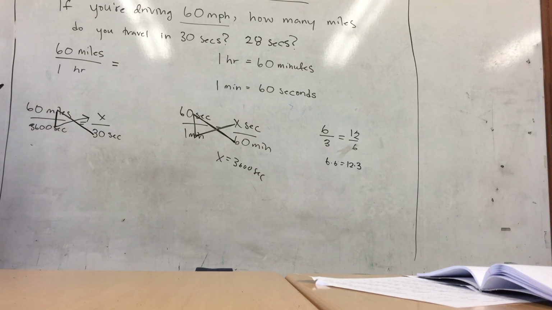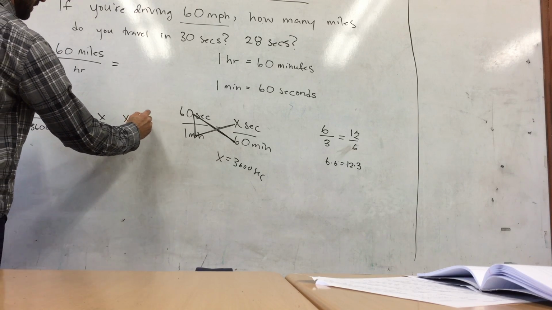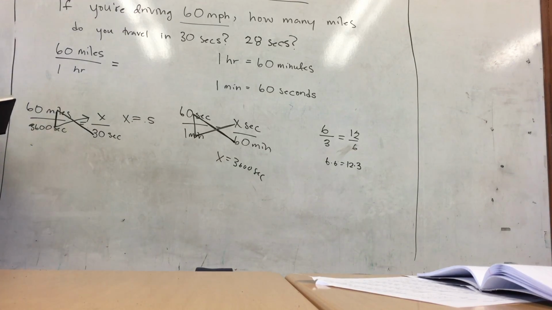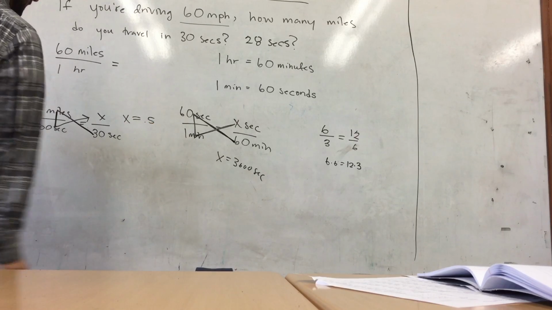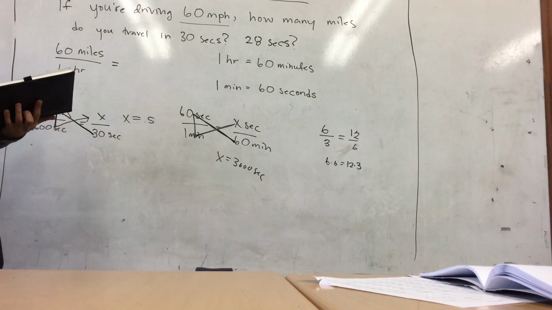Divided by 3,600, every time for anything. What'd you get? 0.5. Okay, we confirmed it. Now you can do 28 seconds, right?